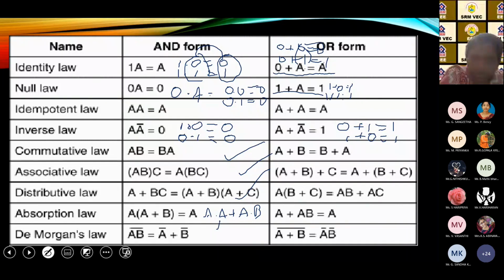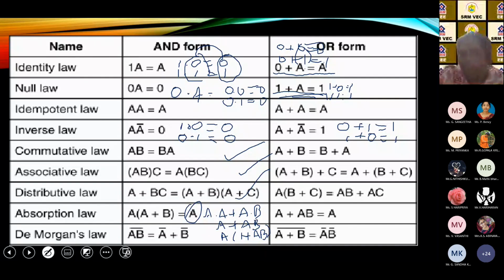Yes, this is A plus AB. So in this case, what you will do? You will take A common. So 1 plus AB. What is 1 plus AB, students? 1 plus anything is 1. So A into 1 plus AB is 1, right? So you'll get only A, because A into 1 is A.